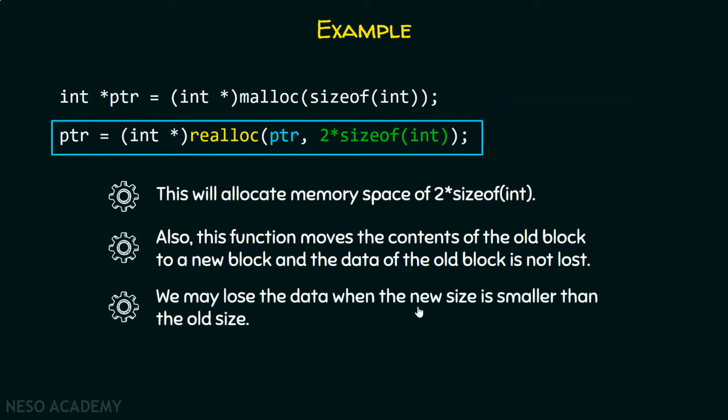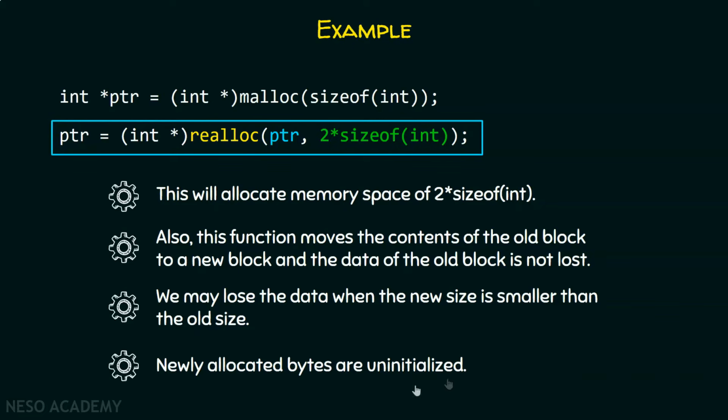We may lose the data when the new size is smaller than the old size. Here you can see the new size is greater than the old size, so the data will not be lost, but when the new size is smaller than the old size, then the data may get lost. Apart from this, newly allocated bytes are uninitialized. The bytes which are newly allocated by this realloc function will not get initialized. We should initialize them. That should be very clear.